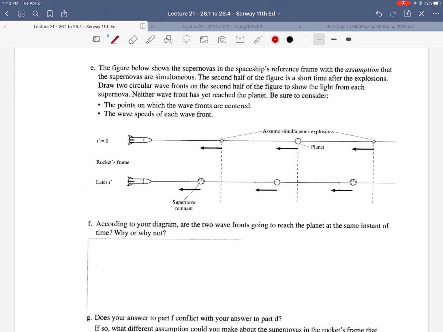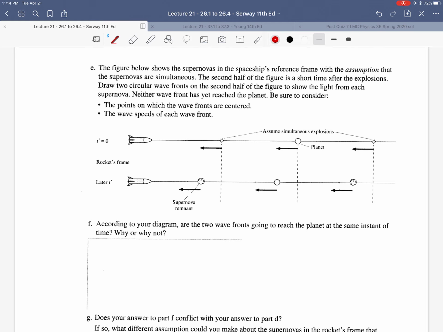So, follow along here. The figure below shows the supernovas in the spaceship's reference frame with the assumption that the supernovas are simultaneous. The second half of the figure is a short time after the explosions. Draw two circular wavefronts on the second half of the figure to show the light from each supernova. Neither wavefront has yet reached planet B. Be sure to consider the points on which the wavefronts are centered and the wave speeds of each wavefront. Okay.